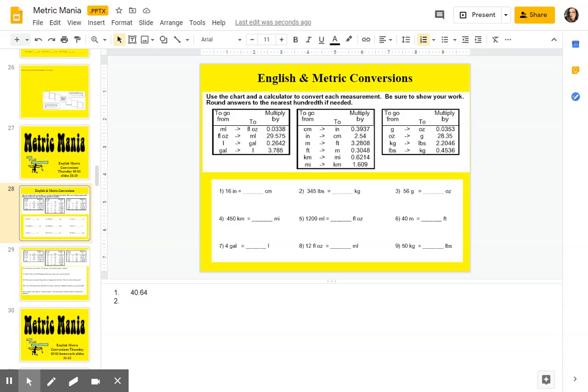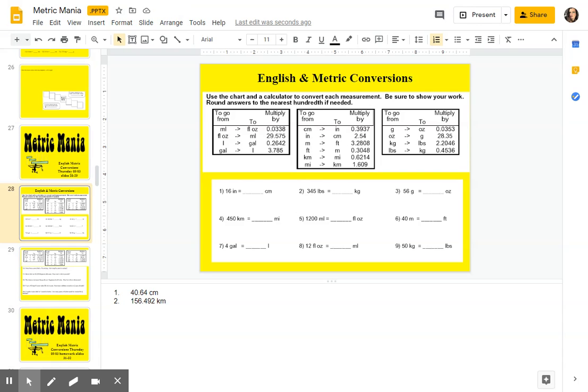And that's what you're going to get: 156.492 kg. Do not forget to put your measurement in here, because if you don't put your measurement, then I'm going to mark it wrong, simply because it's imperative that we understand that we're converting one certain measurement to another.